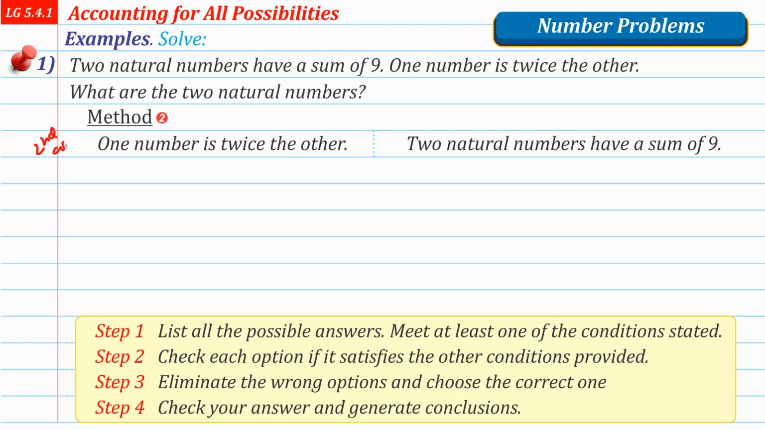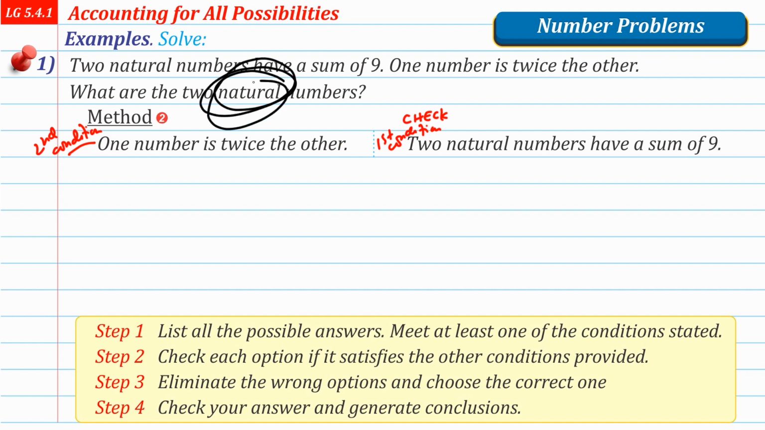So, the second condition, yan ang basis natin ng trial and error values. And then, ang pang-check na lang natin is the first condition. Pwede kaya yon? Okay, sige, check natin. One number is twice the other.